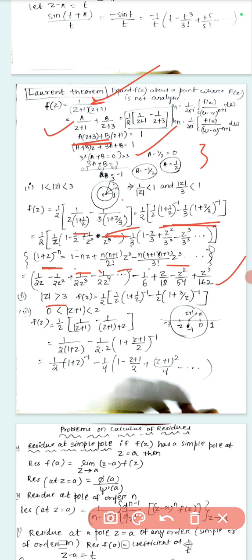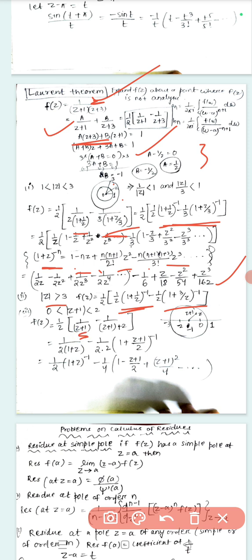Always remember to take the bigger term as common. So in the case of z here, take z as common: if z is greater than 3, then z is also greater than 1. Here take z common, here take z common. Then another question: 0 is greater than z plus 1, which is greater than 0 but less than 2.